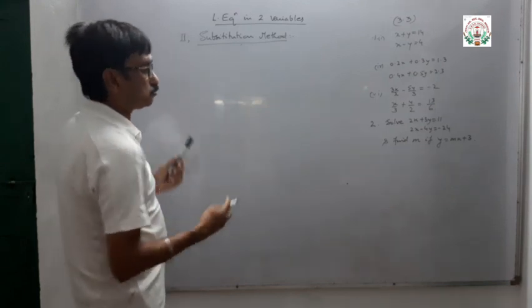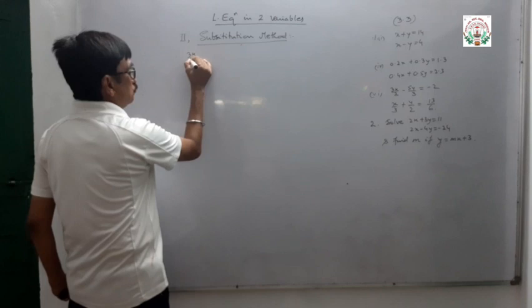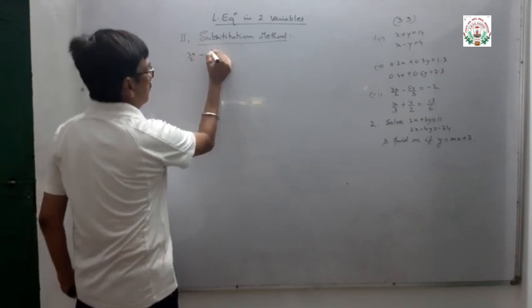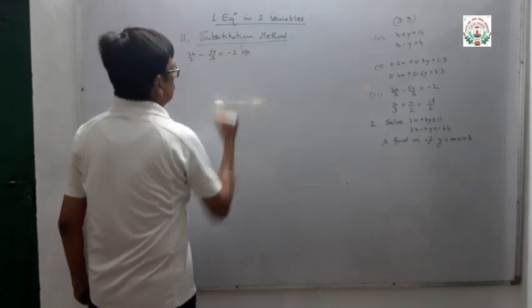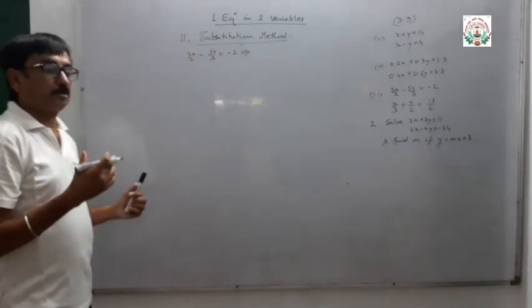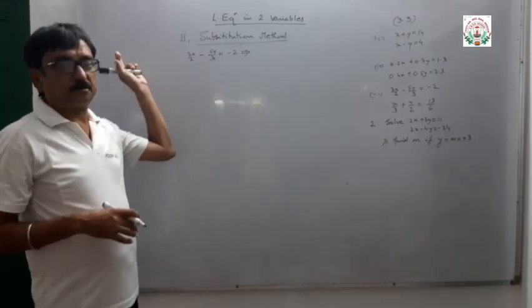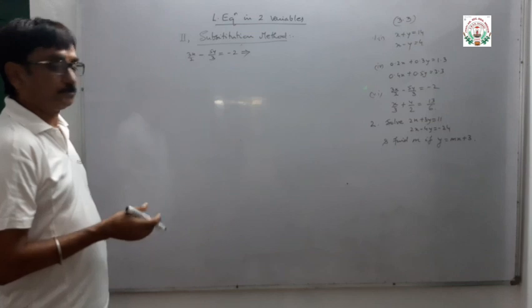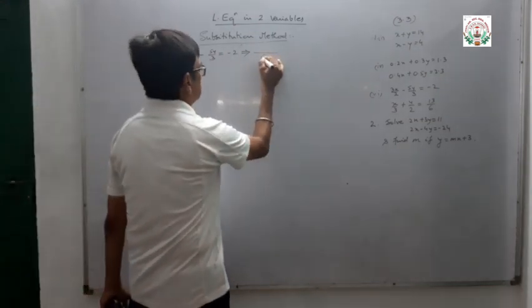Now for the third question, 3x by 2 minus 5y by 3 equals minus 2. Here the coefficients are in fractional form. So what we do here is take the LCM and convert the coefficients into whole numbers. 2 and 3, LCM is 6.